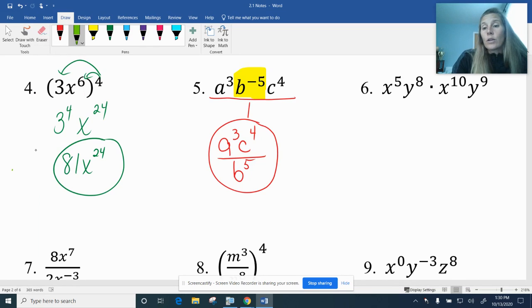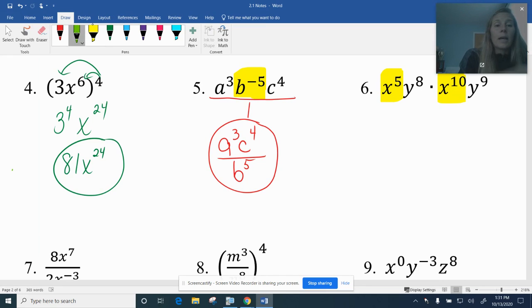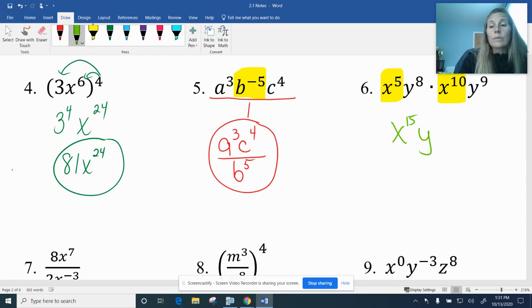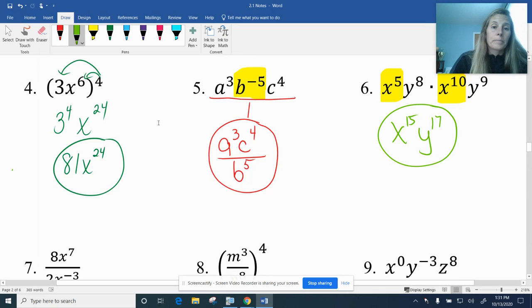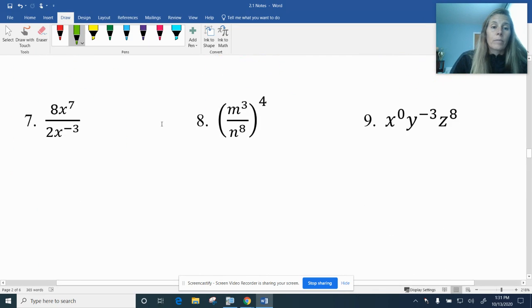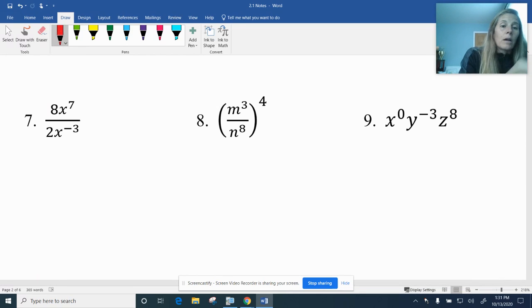Okay. All right, then over here I have x to the 5th times x to the 10th, which is going to give me x to the 15th. And then I have my 2 y's, and when I add those exponents, I get 17. So that would be my answer there.